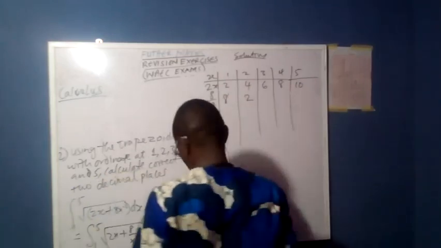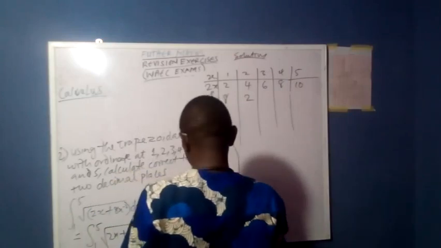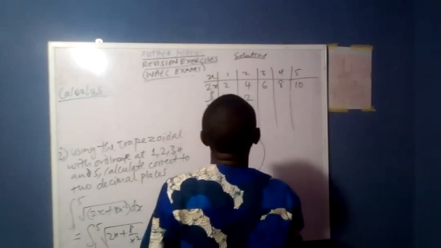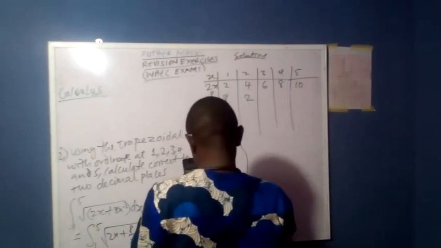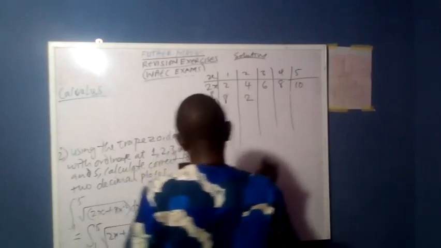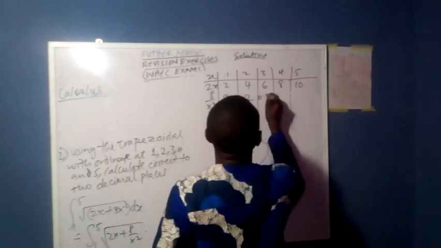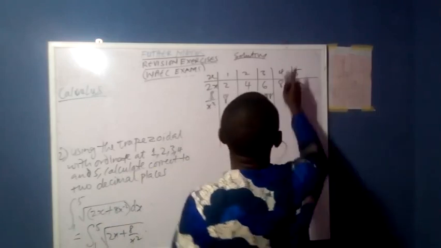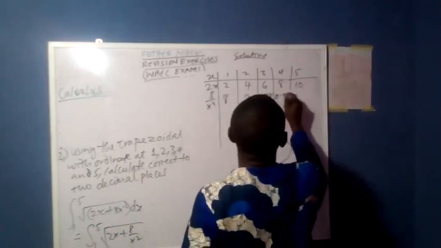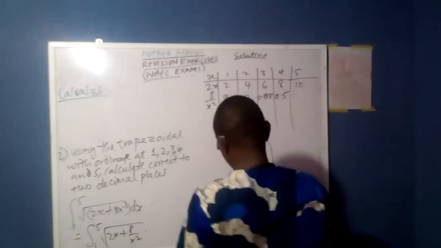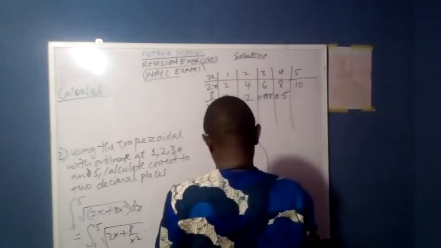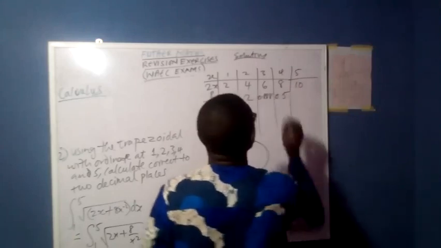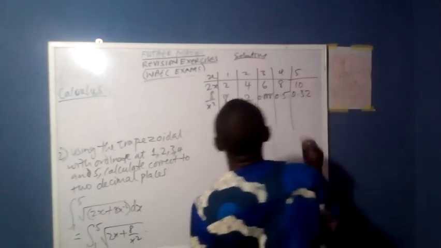Then we have 3 squared, so 8 divided by 9 gives us 0.888. 4 squared is 16, and 8 divided by 16 is 0.5. 5 squared is 25, so 8 divided by 25 gives us 0.32.